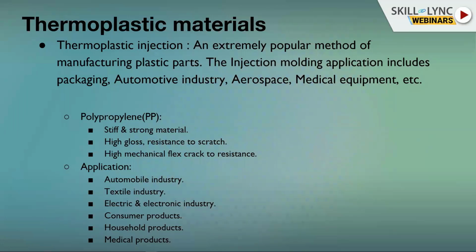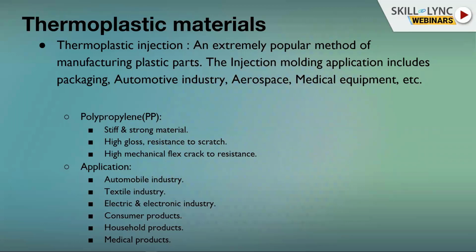At first, we have polypropylene, known as PP. It's a stiff and strong material which has high gloss and is resistant to scratches. It has high mechanical flex crack resistance. The applications include use in automobile industries, textile industries, and electrical and electronic industries.